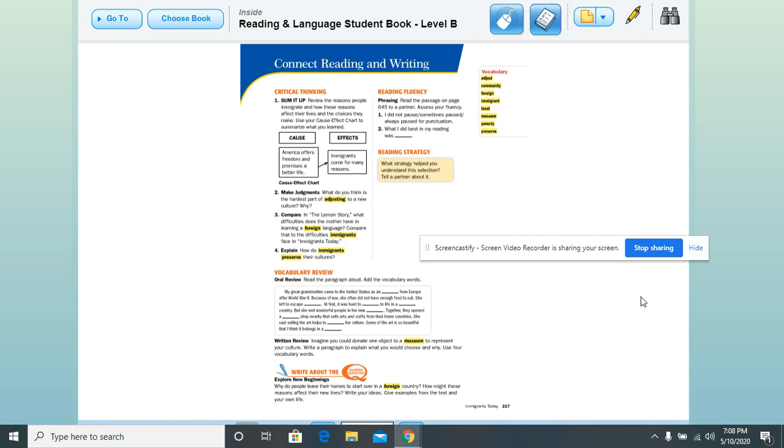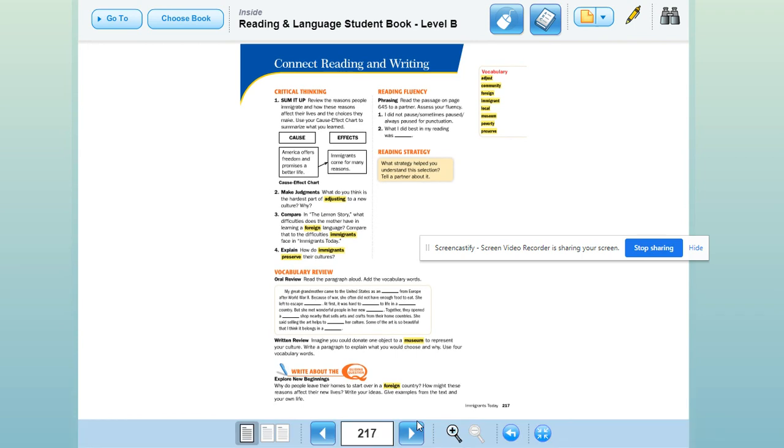All right, so we are done with page 217. We're going to go ahead and go to page 218. But on page 217, you have to do practice book page 290, and I will go over that after the video.